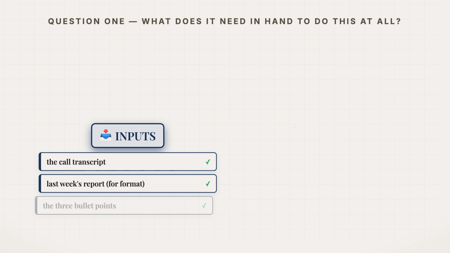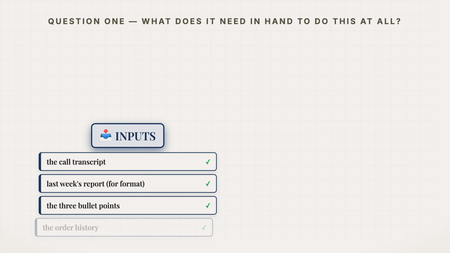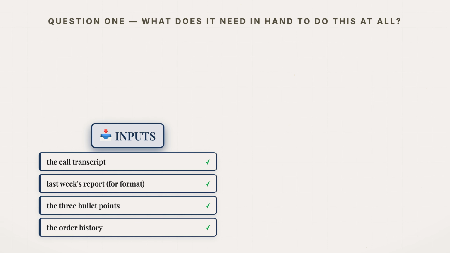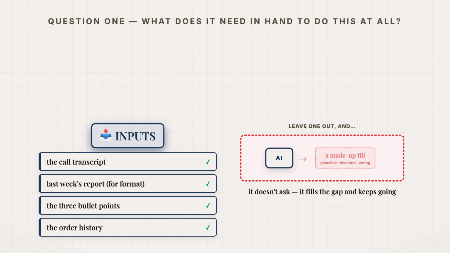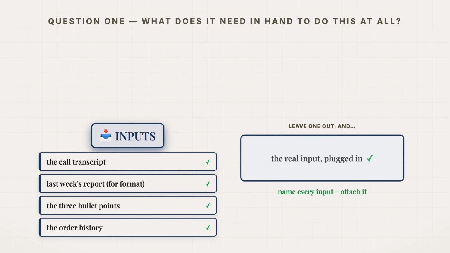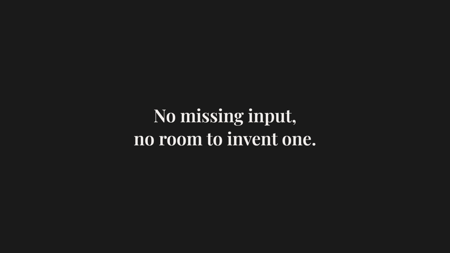The customer's order history. Here's why this one matters so much. If a task needs a piece of information and you don't hand it over, the AI does the worst possible thing with the gap. It doesn't stop and ask you for it. It fills it in. It makes something up that looks plausible and keeps going. So you name explicitly every input the task requires, and you make sure each one is actually attached. No missing input means no room to invent one.